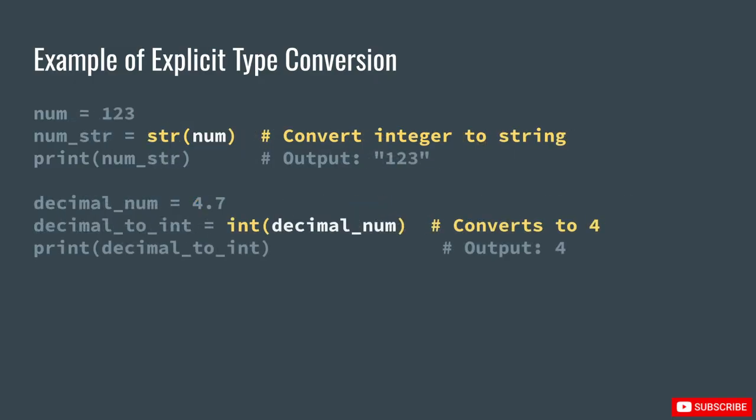To go the other way around, we start with the integer 123 and explicitly convert it to a string using the str function. We can also take a decimal number and convert it to an integer. This conversion drops the decimal part, similar to the math function floor.